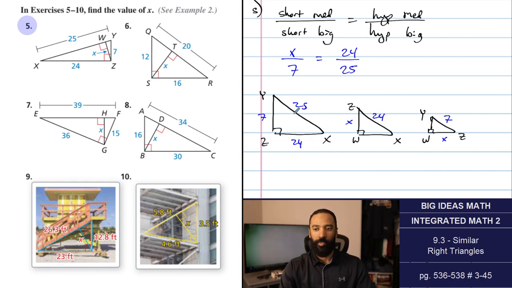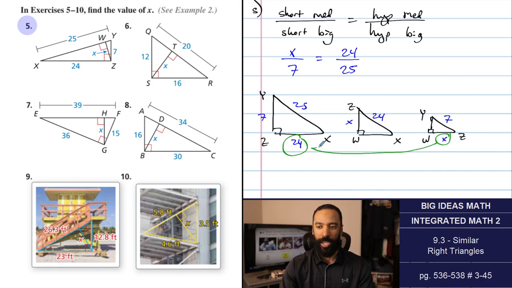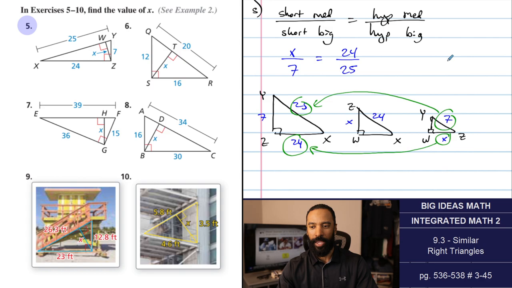So we can look at these and ask ourselves which ones we can set our proportions with. I know the long leg in both of these, the small and the big triangle. I know the hypotenuses in both of these, the small and the big triangle. I could have said x over 24 equals 7 over 25. Well, guess what? All those numbers are used just in a different position, but 25 will still multiply with x and 7 will still multiply with 24. I could have done that.